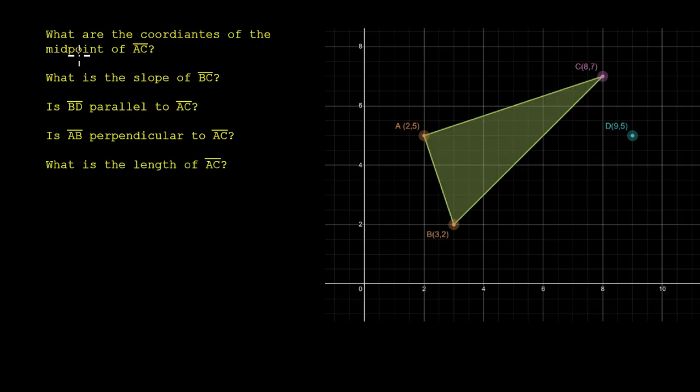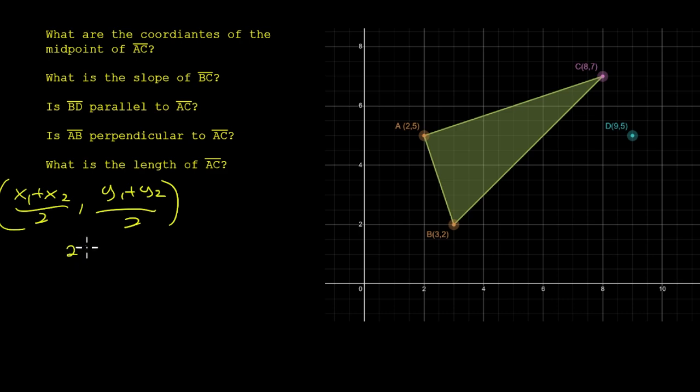First, what are the coordinates of the midpoint of AC? Now, the coordinates of a midpoint, as you should remember, is the midpoint formula: (x1 plus x2 over 2, y1 plus y2 over 2). That is simply the average of the x's and the average of the y's.